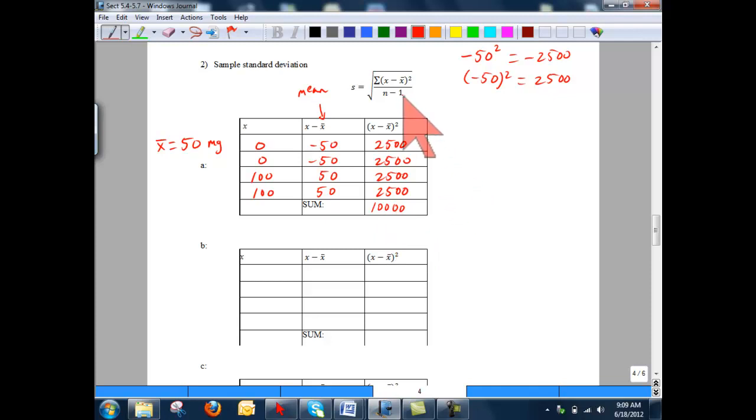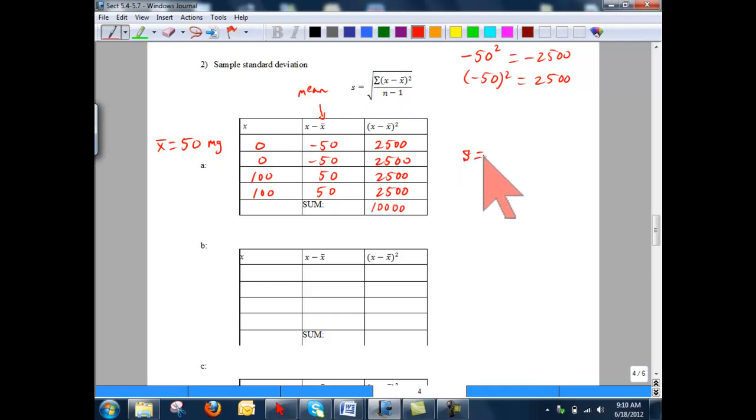Let's go back to the formula now. What we've done actually is compute the X minus X bar numbers and then their squares, and then we've just added them together. So we've actually computed this number, the summation of the X minus X bar quantity squared.